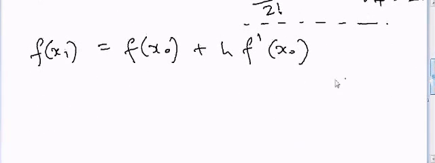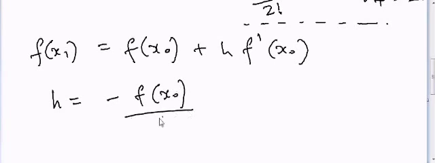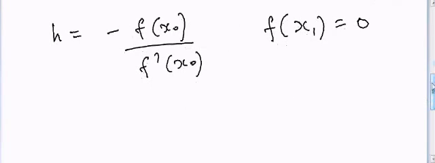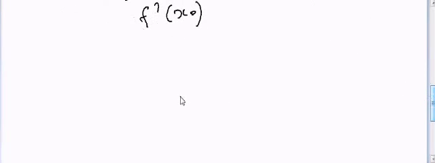So in this case we can now calculate h as minus f of x0 divided by f dash x0. Here we are assuming that f of x1 is equal to 0, because we are assuming that x1 is the perfect root. So in this case we will get h, and then we can get x1, and then again we will solve it further to get the further numbers.